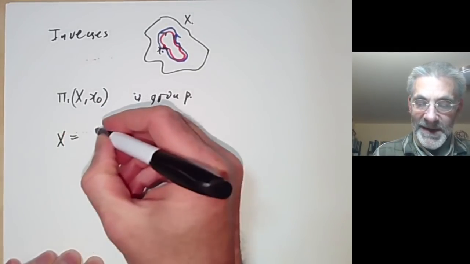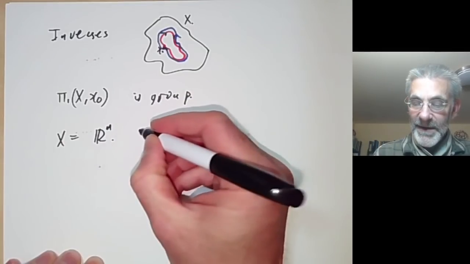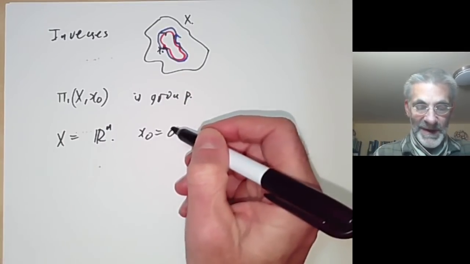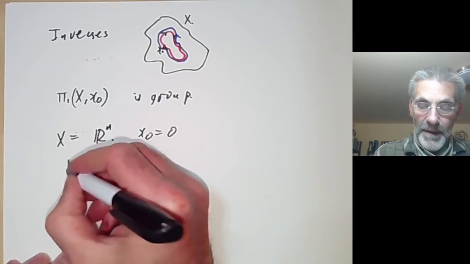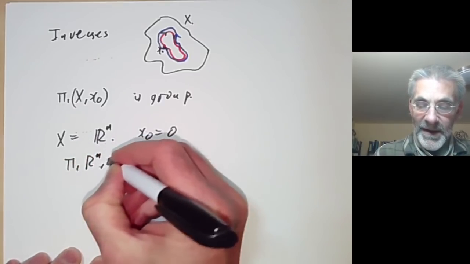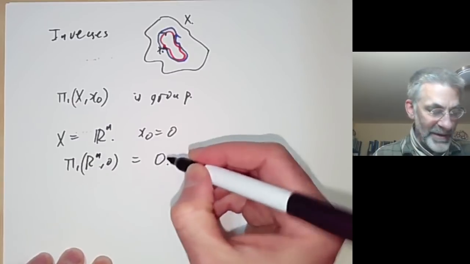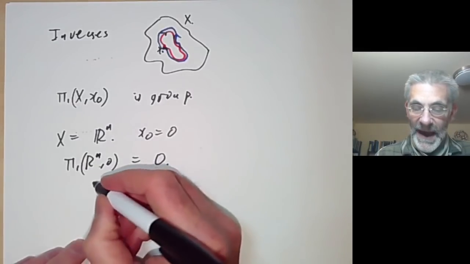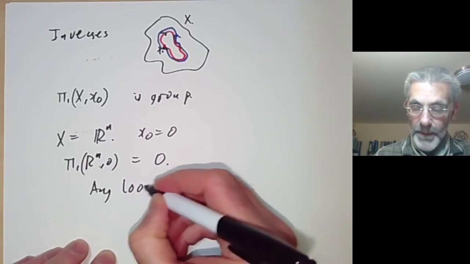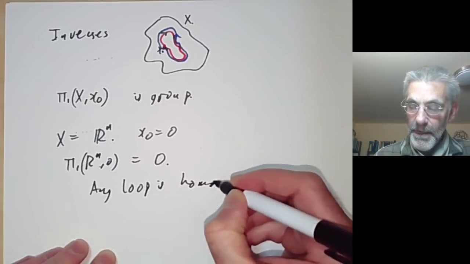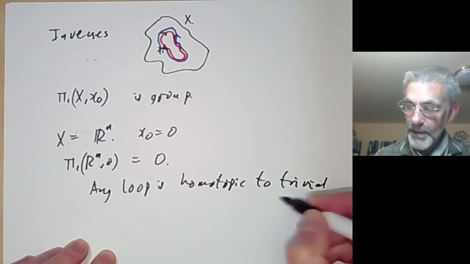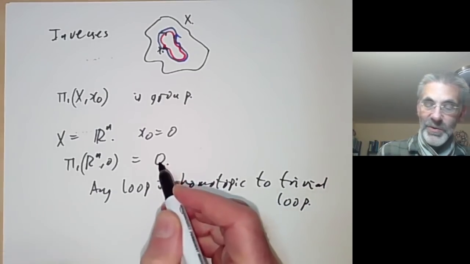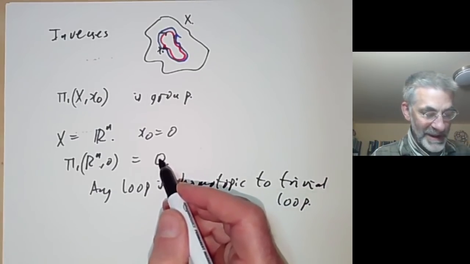First, let's take X equal to R^n, and x0, it doesn't matter what x0 is, it could be the point 0. And then pi1 of R^n is just the 0 group. And that's because any loop is homotopic to the trivial loop. By the trivial loop, I mean the loop that just stays at the point 0 everywhere.